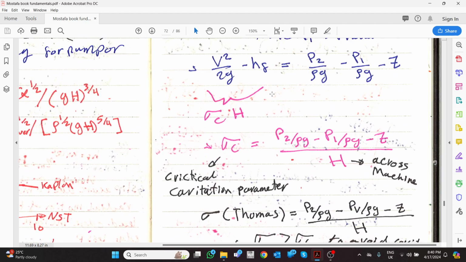So he can write a simple equation, the same equation: B2 over ρg minus B1 over ρg minus Z. He said that this one is sigma C multiplied by H, where H is the resultant head for that equipment. And he can get this number.